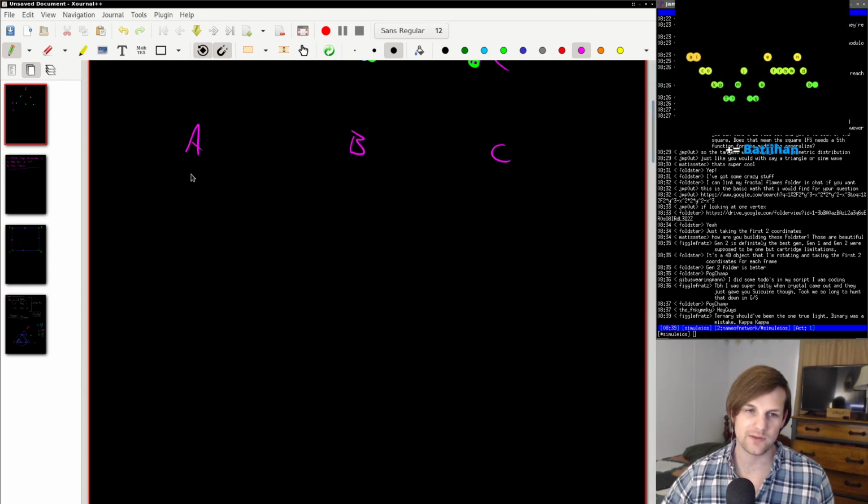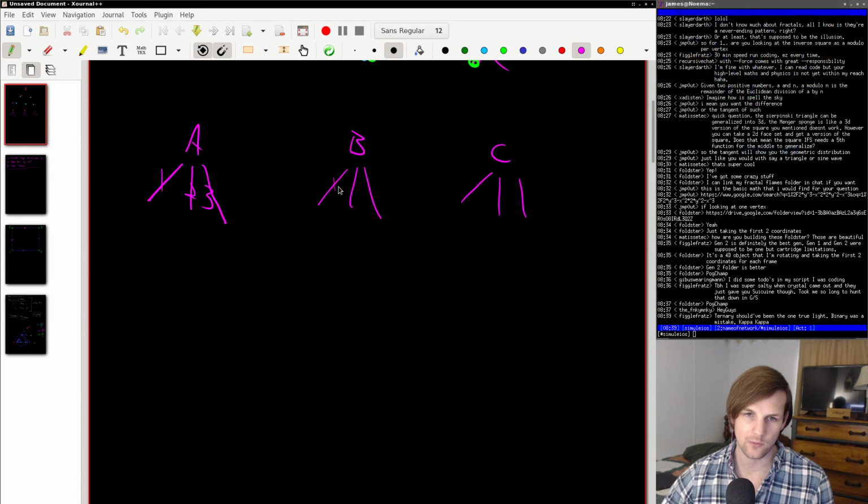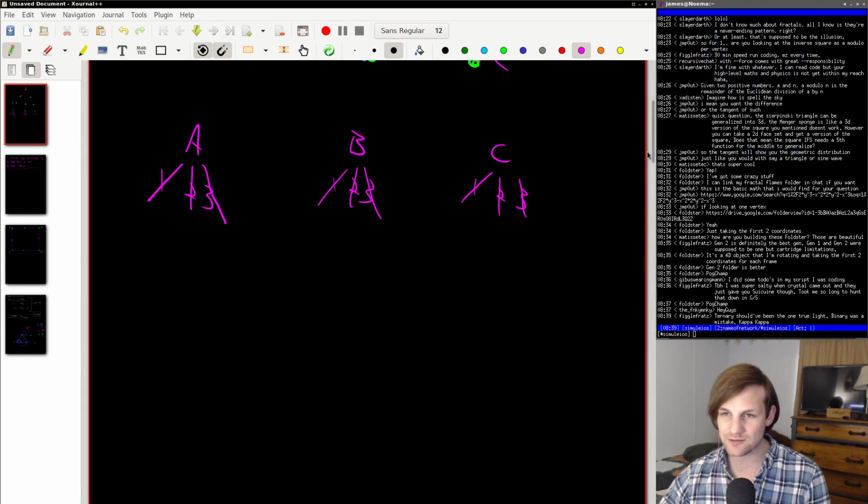And then all 3 of these spawn 3 children. Each one goes according to one function, right? So we have one going through function 1, 2, and 3. 1, 2, and 3. 1, 2, and 3, right? Okay, so now we do the next generation, right?